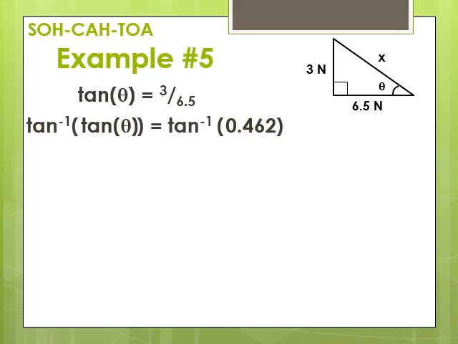Inverse tangent of both sides, so tangent of theta, inverse tangent of that will cancel that, but what I do to one side I have to do to the other side. So punch in your calculator inverse tangent of 0.462 and you get 24.8 degrees.